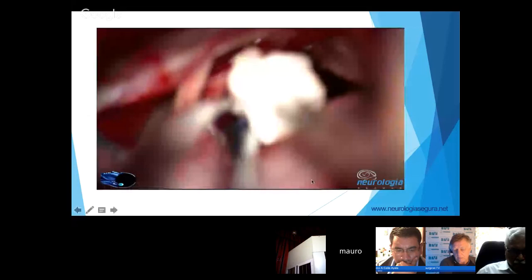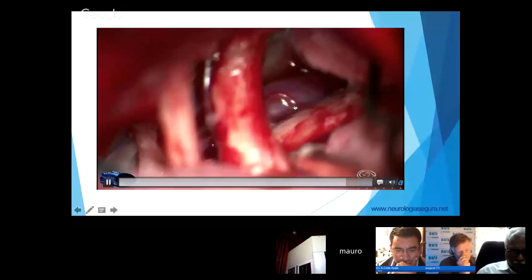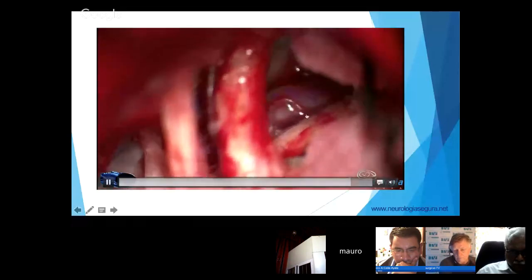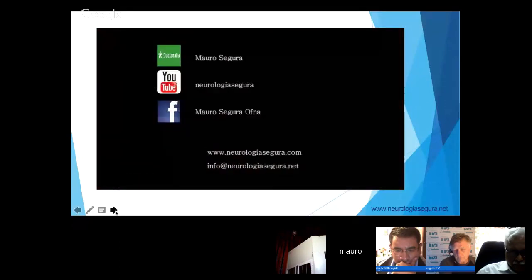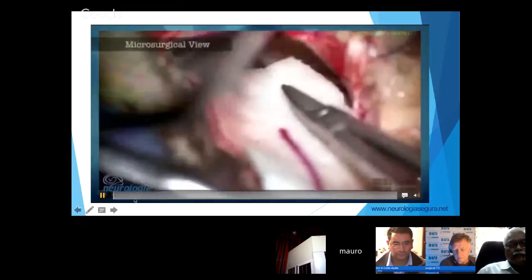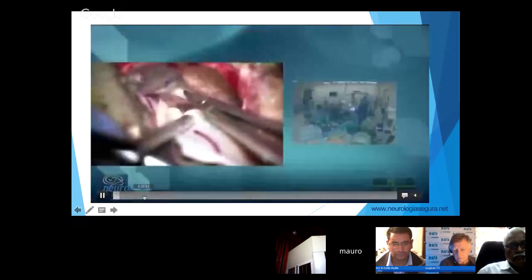Okay, that is the end of the operation space. Everything is clean, small arterioles, the basilar artery, and like that we have 12 cases.